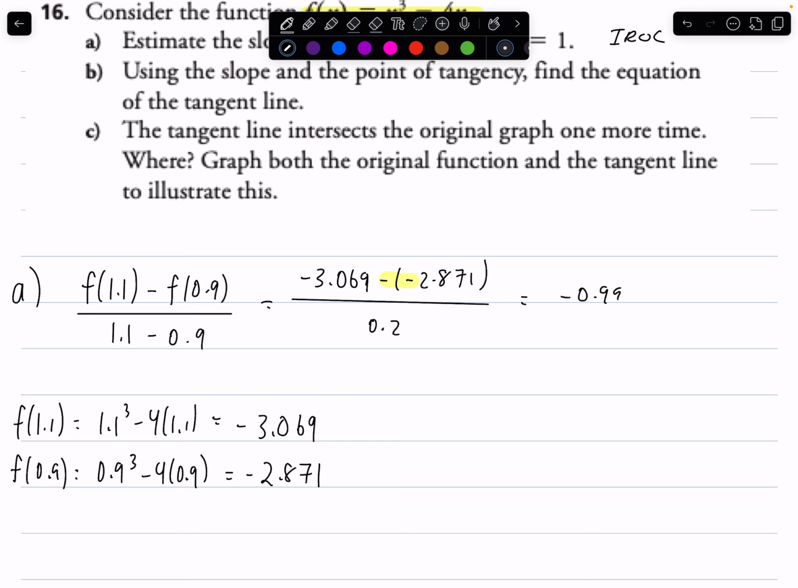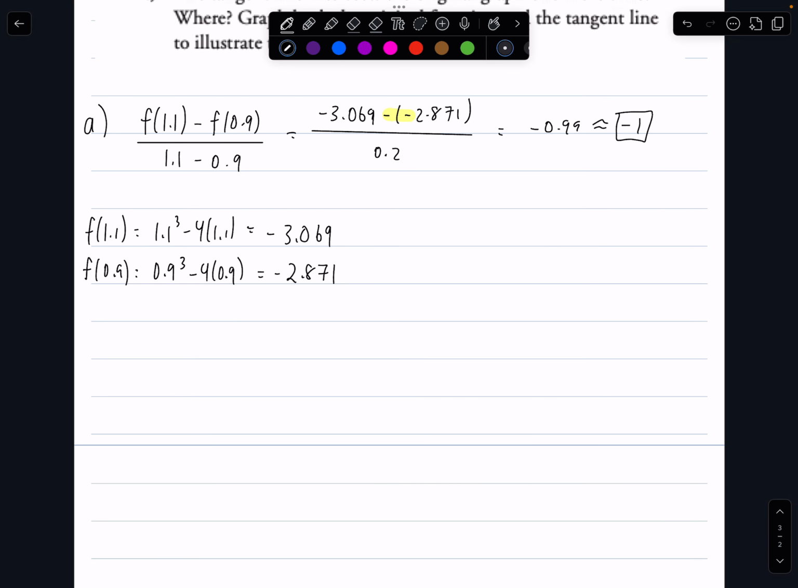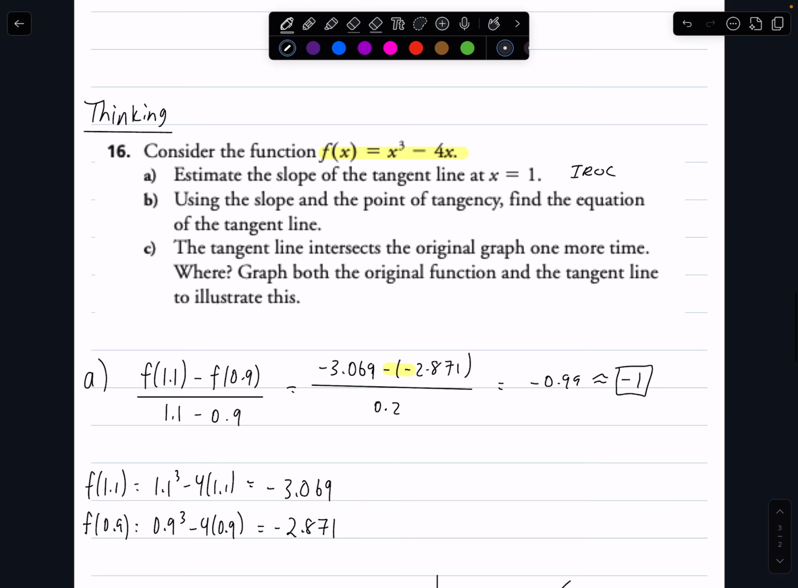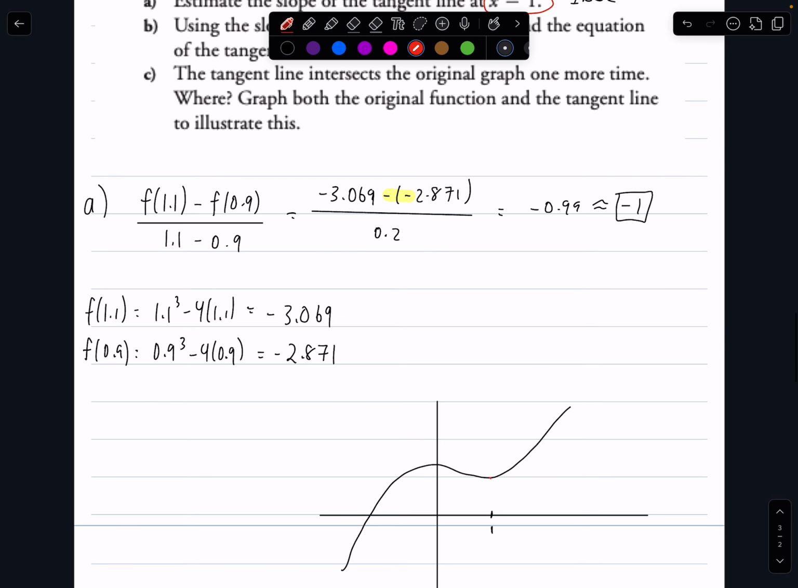Negative 0.99. And this isn't meters per second because we're not dealing with velocity. So I'm just going to approximate it to -1. Okay? So what this means is that if we think about our function, it's going to look something like that, right? Because it's a cubic function. But at the point 1, we're trying to find that tangent line.